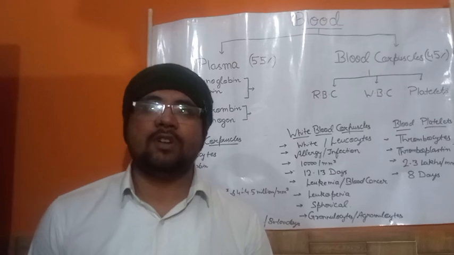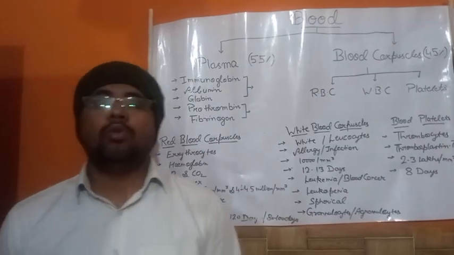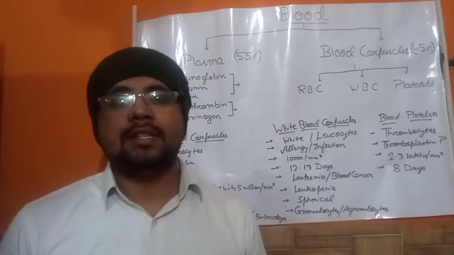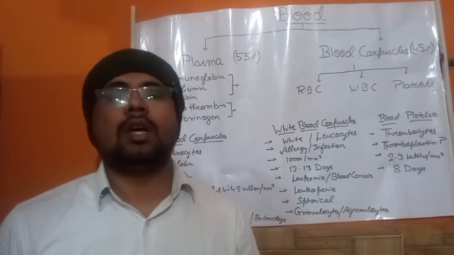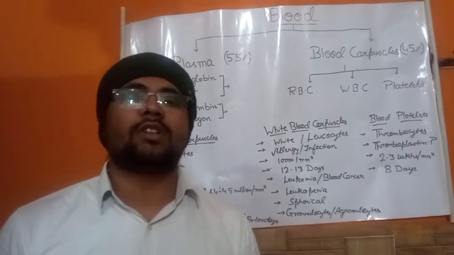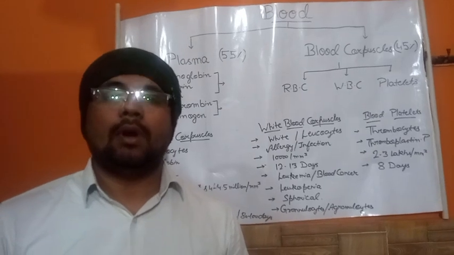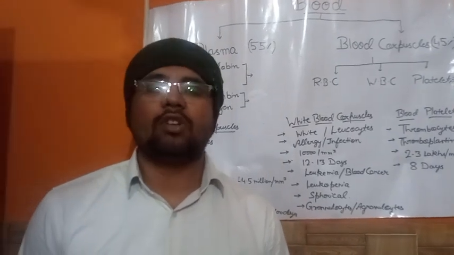The second function of blood is to transport digested food, enzymes, and hormones throughout the body. These are the two functions of the blood.